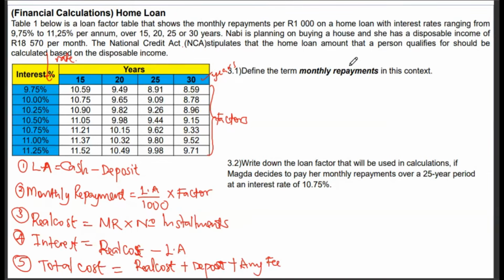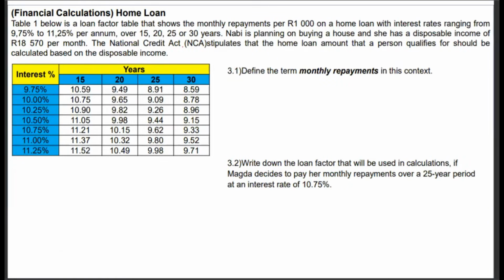All right, let's look at the question that we're going to be looking at today. Table 1 below is a loan factor table that shows the monthly repayments per 1,000 Rand on a home loan with interest rates ranging from 9.75 to 11.25% per annum. These are the interest rates over a period of 15 years, 20 years, 25, or 30 years.